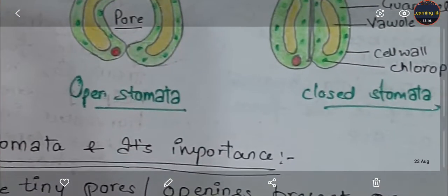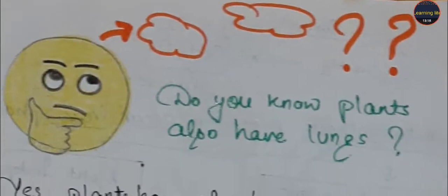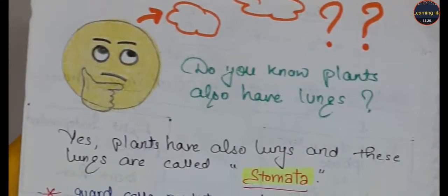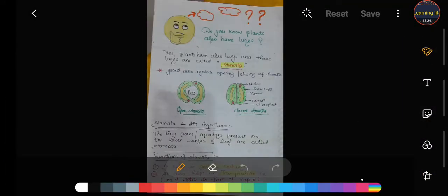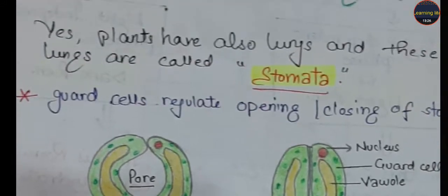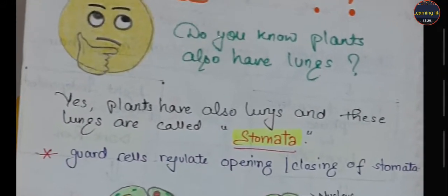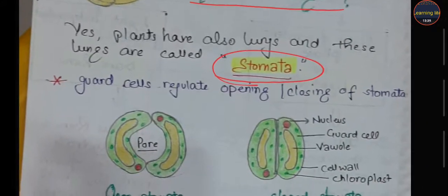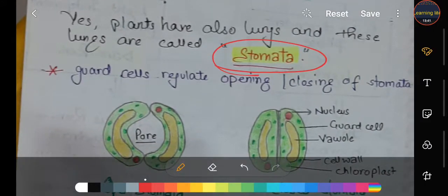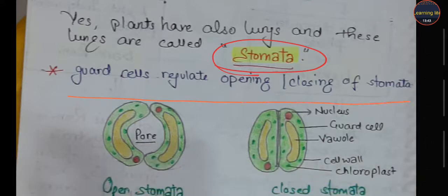And we also study about the stomata. What are stomata, students? Do you know that plants also have lungs like us? What are these lungs called? These lungs are called, students, stomata. You are wondering to hear that, right? Do plants have lungs? Yes, plants also have lungs. What are these lungs? These are called the stomata. And the guard cells regulate the opening and closing of stomata.